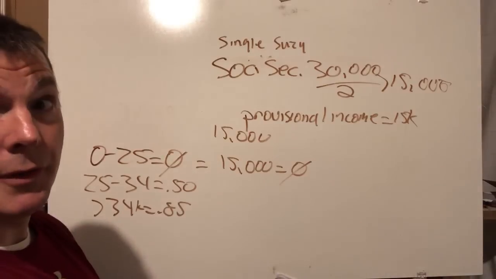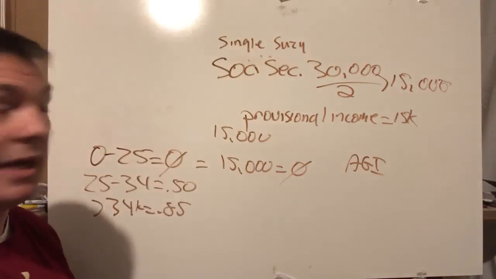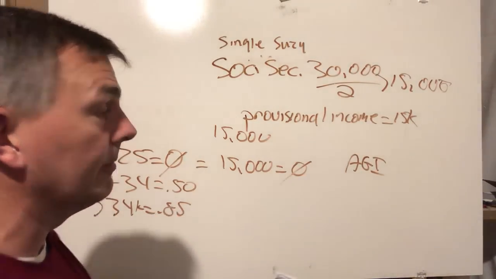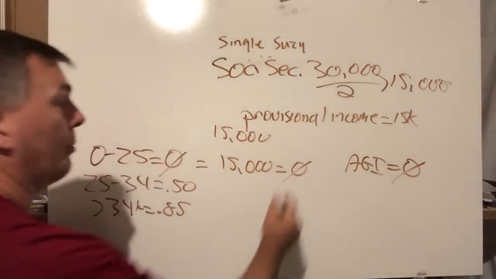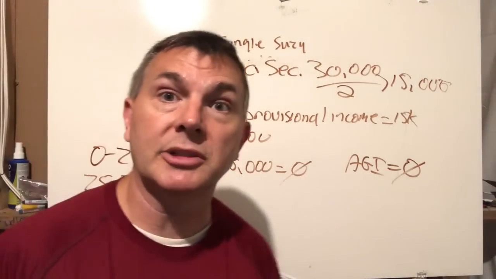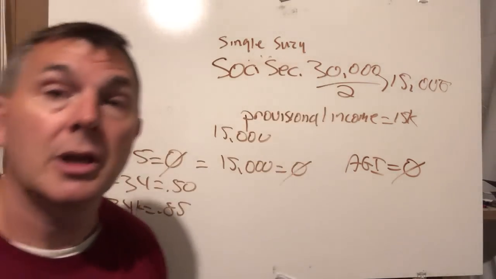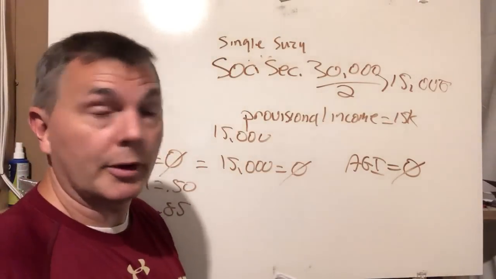Now, what do we figure out? We got to do our AGI. And we take all of our other income, plus our taxable Social Security income, and that gives us our adjusted gross income. In this case, it's 0. We have no Social Security income subject to taxation. We get no other income anywhere else. So $30,000 of Social Security benefit is completely tax-free. We have 0 for AGI.